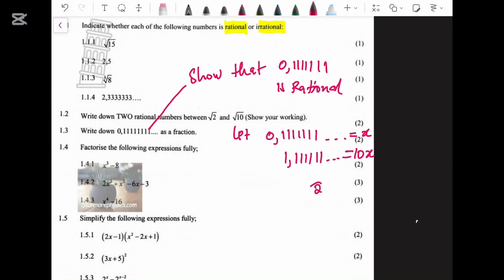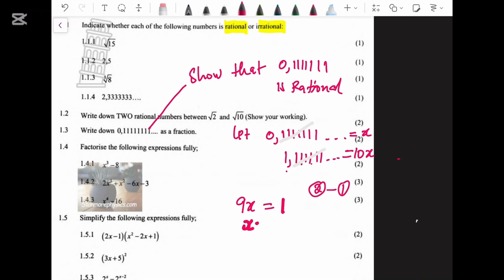Then we say equation 2 minus equation 1, so we have 10x minus x, which gives us 9x is equal to 1.11111111 minus 0.111111. The recurring part cancels, and you remain with 1. Then we divide by 9 on both sides, so x is equal to 1 over 9. That means 0.1111111 continuing is the same as 1 over 9.